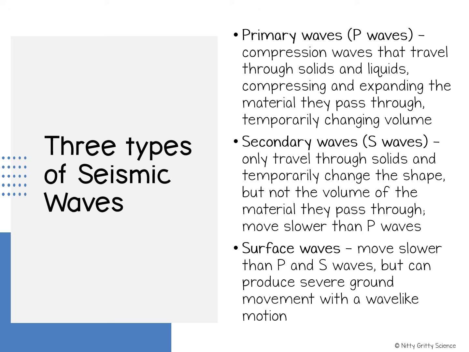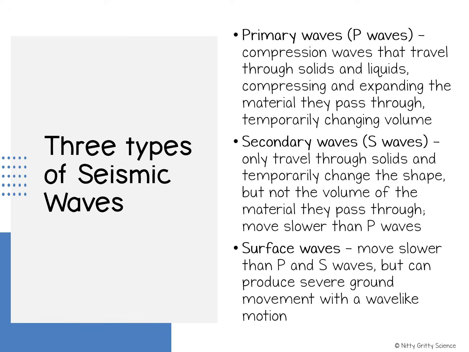Now, secondary waves, referred to as S waves, are slower than P waves, and they cause particles to move up and down at right angles relative to the direction the wave travels. They shake the ground back and forth, and when they reach the surface, they shake structures violently. Unlike P waves, which travel through both solids and liquids, S waves do not move through liquids.